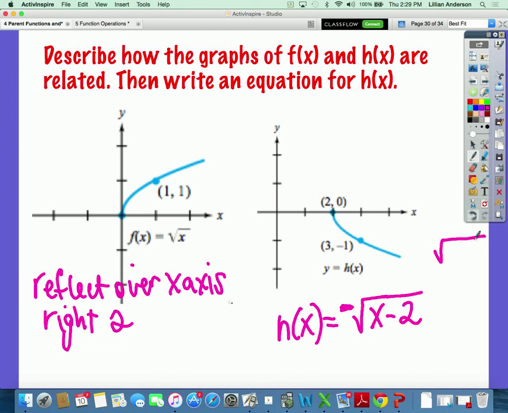All absolute value, square roots, greatest integer, cubic, all those mean to the right 2. That's how you represent that, to show the difference between the inside and the outside. Okay?